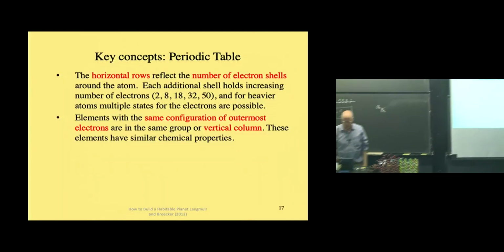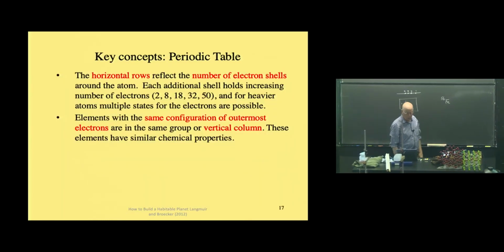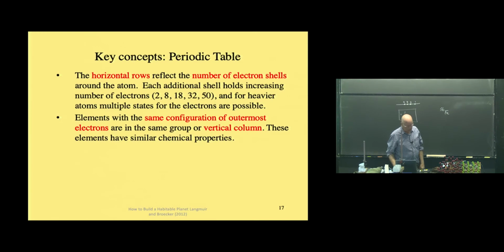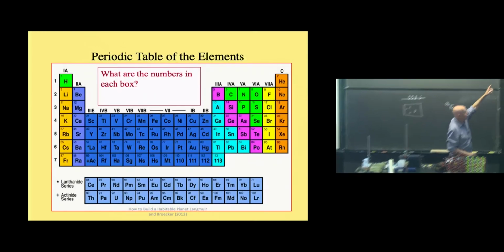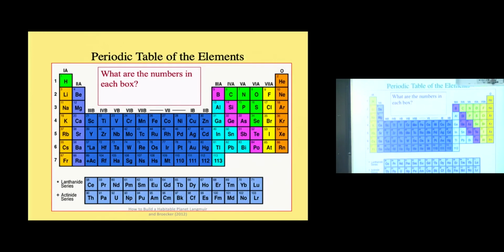Okay, so in the periodic table, the horizontal rows reflect the number of electron shells. So hydrogen and helium, that's the first shell.